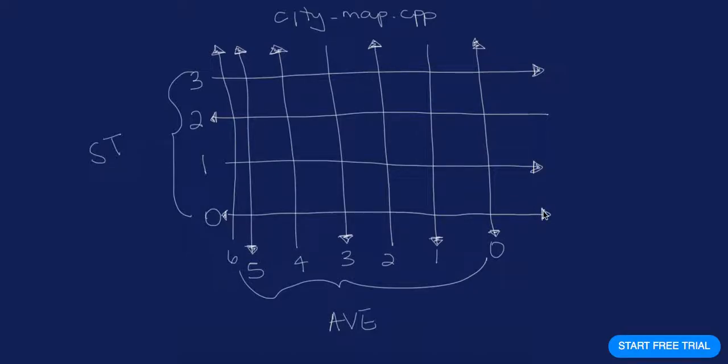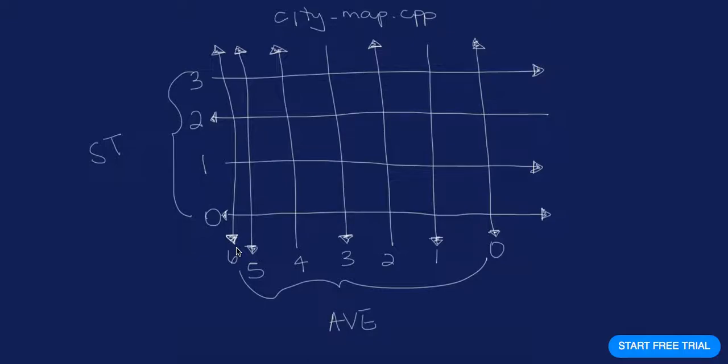And the highest numbered avenue always goes in both directions. Note that is not true for the highest numbered street. Street number 3 still stays one way, but the highest numbered avenue is going to be both directions.